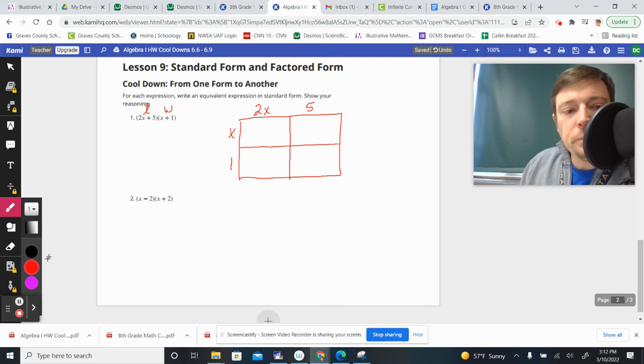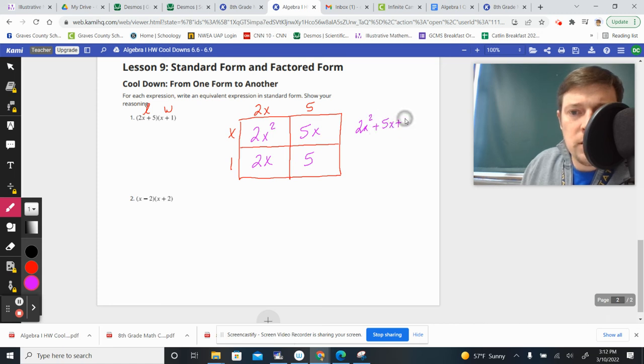So let's multiply. X times 2x is 2x squared, because x times x is x squared. X times 5 is 5x. 2x times 1 is 2x. And 5 times 1 is 5. So when we write this out, we get 2x squared plus 5x plus 2x plus 5. When we add all the four compartments together, the like terms make 7x in the middle. And we have a final answer of 2x squared plus 7x plus 5.